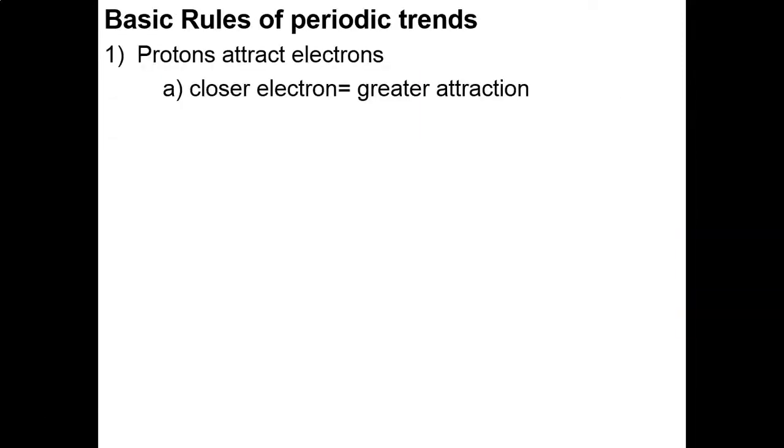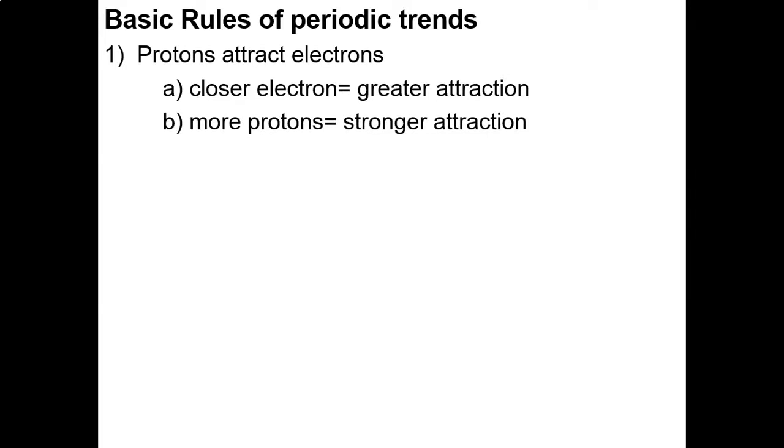All right, basic rules of periodic trends, which is the next thing we're going to go over. Protons attract electrons. Really simple. Opposites attract. Things you need to be aware of in regards to that: the closer the electron is, the greater the attraction. So electrons in the first shell have greater attraction than electrons in the 5th shell. Common sense. The closer it is, the more attraction.